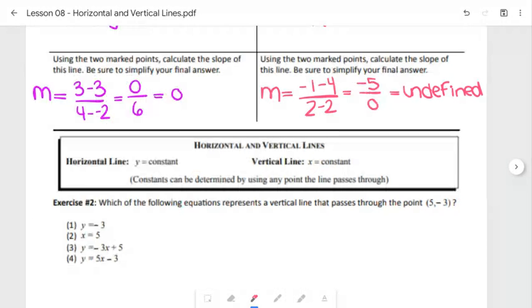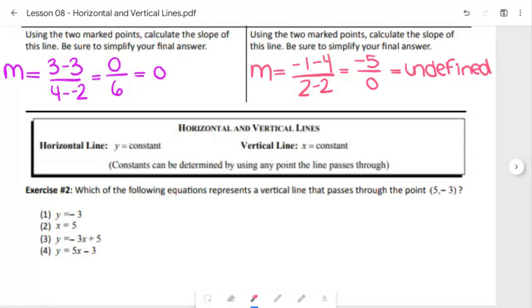But the 2 biggest things that we should take away is that now we can write the equation of these lines. A horizontal line is always y equals some constant number, whatever the same number repeating is, just like whatever the vertical line has as x is the constant.